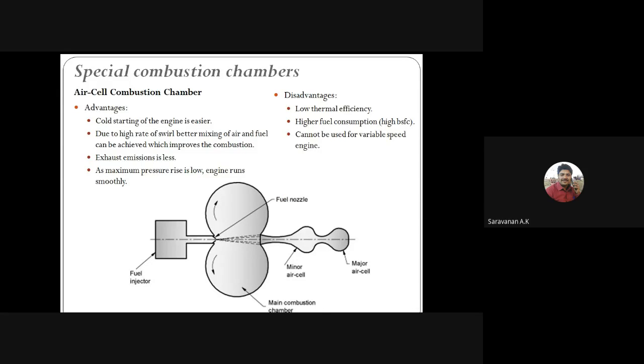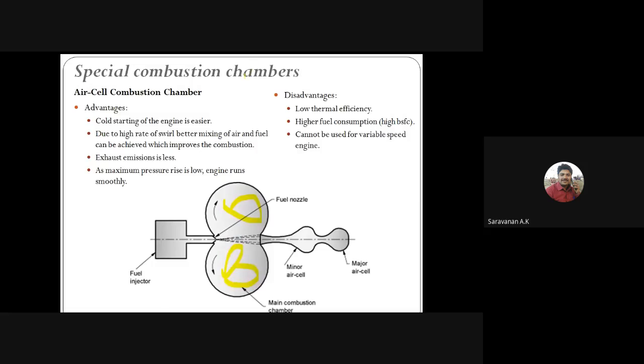Then the second one is the air cell combustion chamber, right? This air cell combustion chamber design is used in the Lanova engines. In this case, you can see the separate air cell here, which communicates with the main chamber through a small neck.